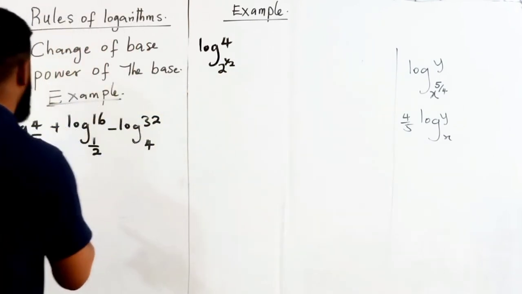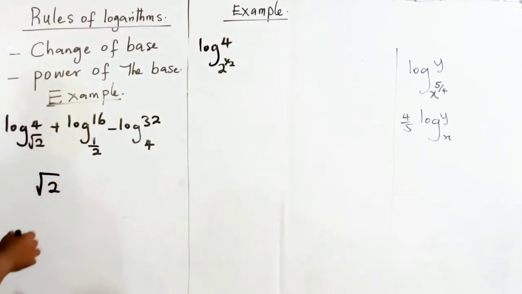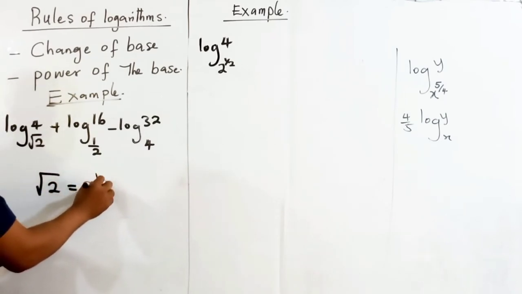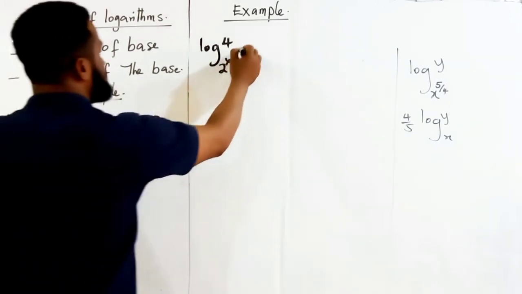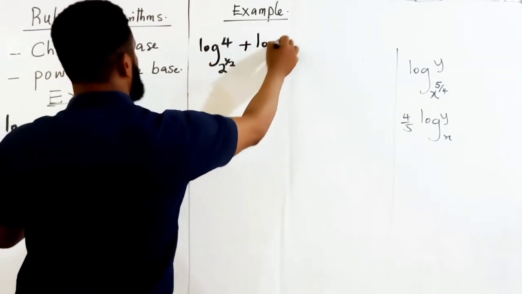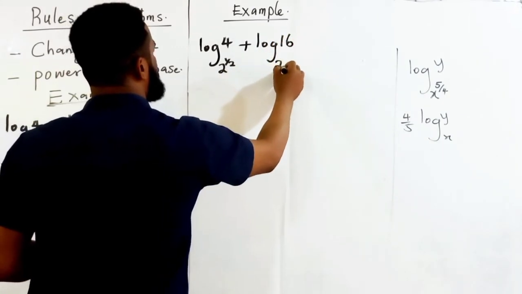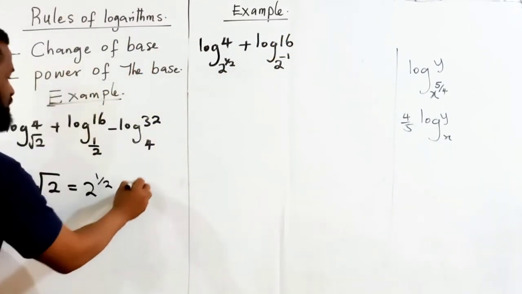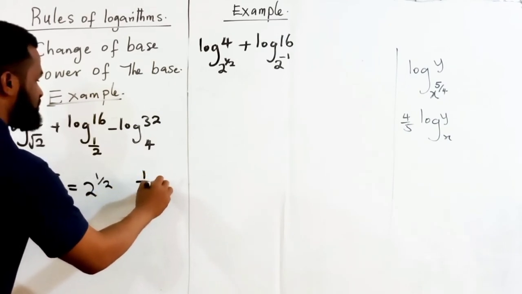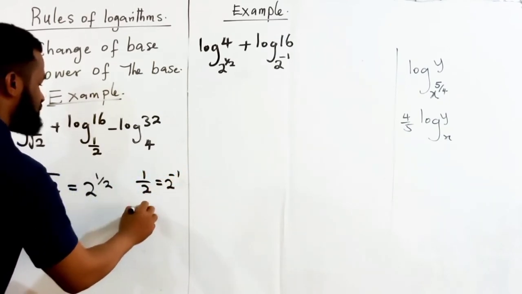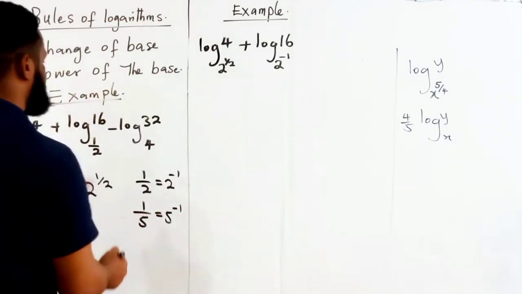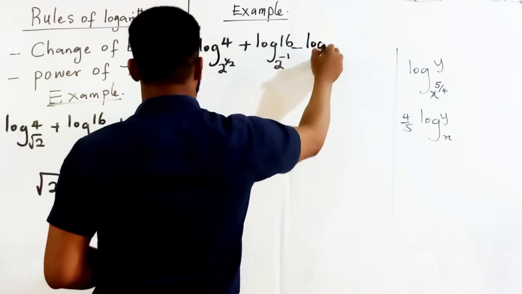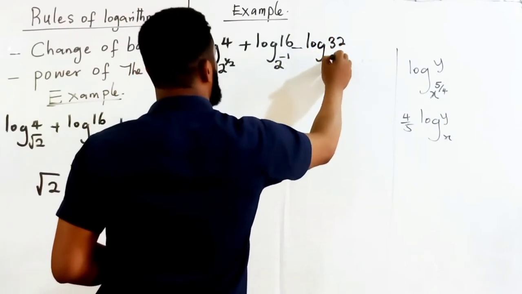Remember, anytime you have a square root, the answer is going to be 2 raised to the power 1 over 2. So that is why I remove this and put it as this power. Then plus log 16, 2 raised to the power minus 1. Remember, if you have 1 over 2, it is something as 2 raised to the power minus 1. If you have 1 over 5, it is something as 5 raised to the power minus 1. So have it in mind. Then minus log 32 is 2 raised to the power 2.